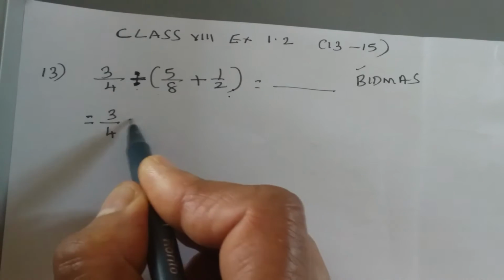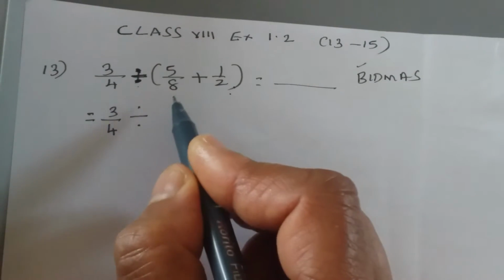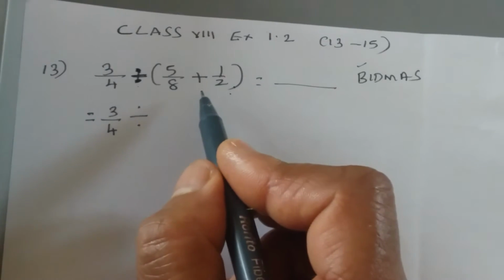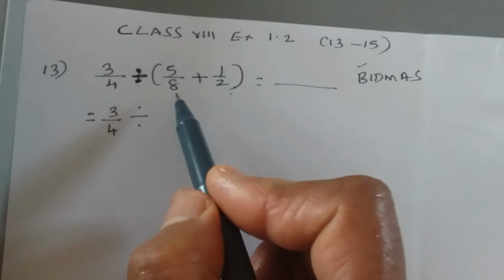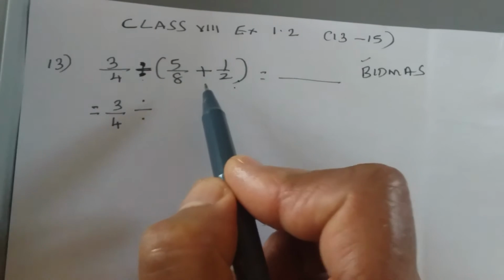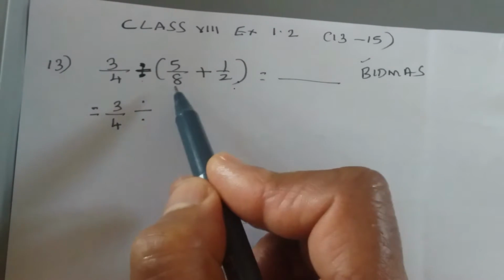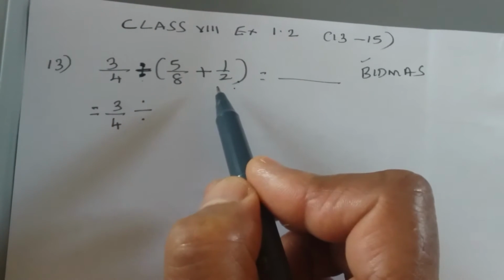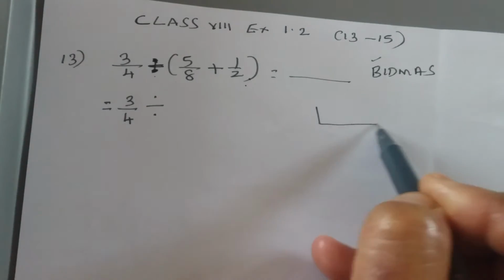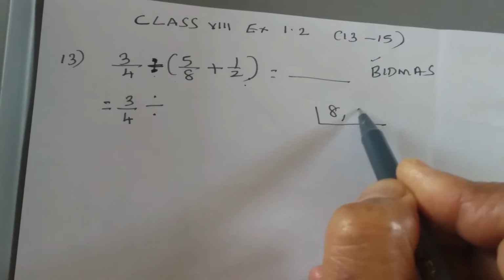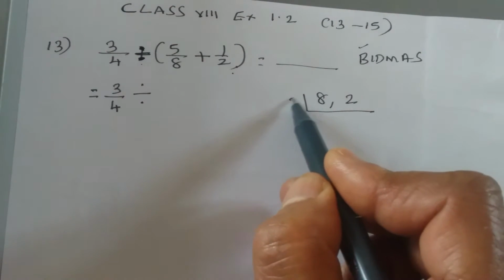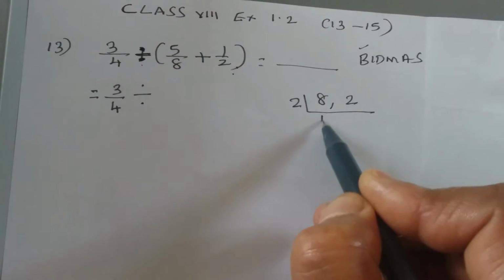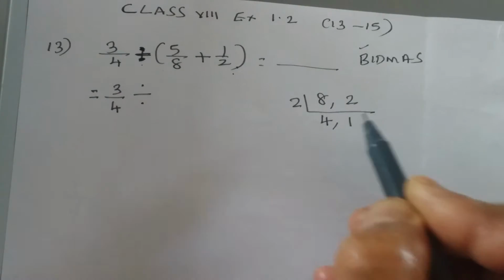3 by 4 as it is, divided by as it is, and inside the bracket what is the operation? It is addition. So how to add the numbers? To add, the denominators must be the same. Are they the same? No, they are different. How to make them the same? Yes, by finding the LCM of the denominators 8 and 2. By what tables do both 8 and 2 come? Both are divisible by 2. So, 2 4s are 8, 2 1s are 2.